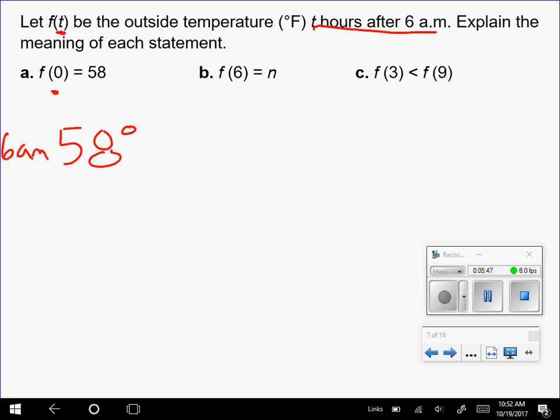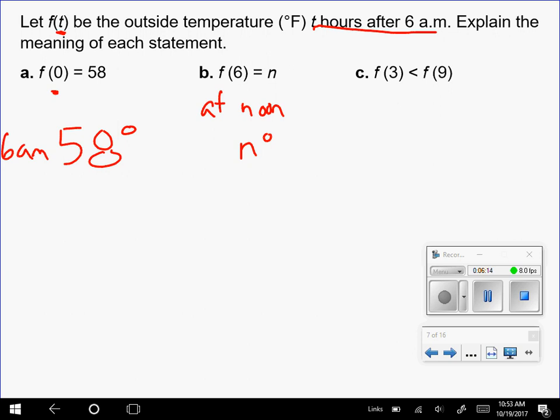Okay. B says f of 6. Well, remember this is hours after 6 a.m. So 6 hours after 6 a.m., well, count in your head: 7, 8, 9, 10, 11, 12. So at noon, it's N degrees.